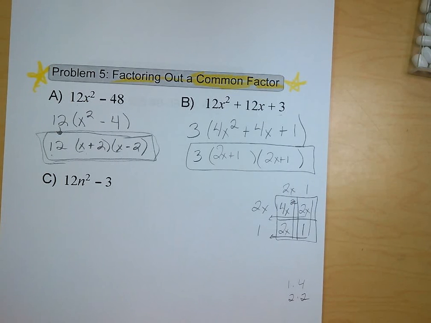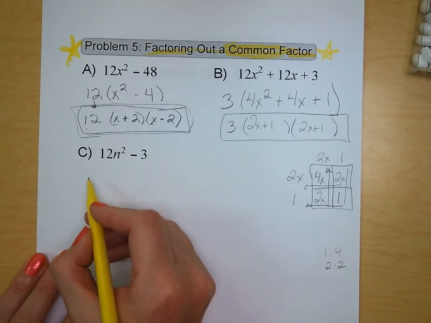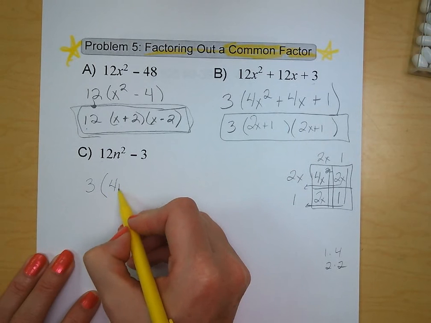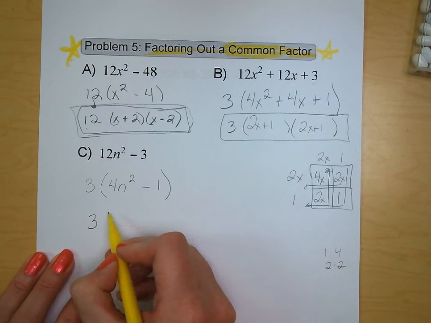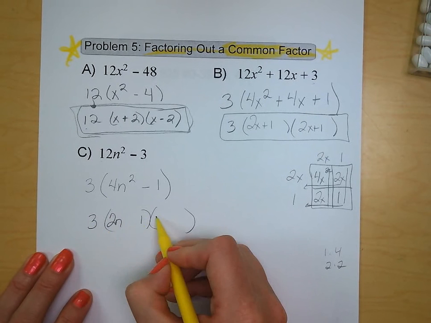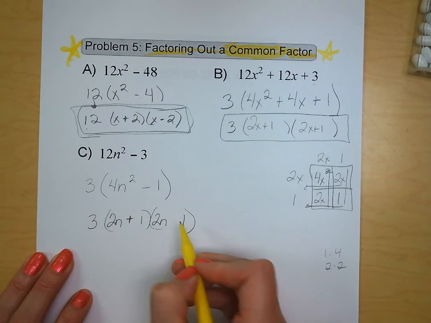All right, letter C, 12n squared minus 3. We can factor out a 3 from both terms. So we're left with 4n squared minus 1. Those look like a difference of two perfect squares to me. So we have 2n and 1, and we're adding 1 and subtracting 1.